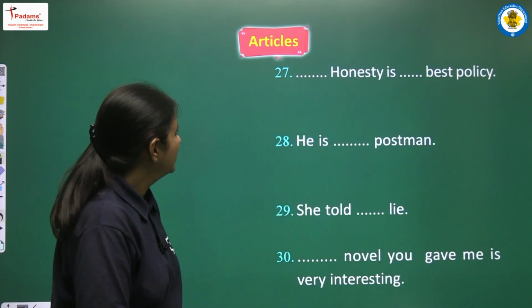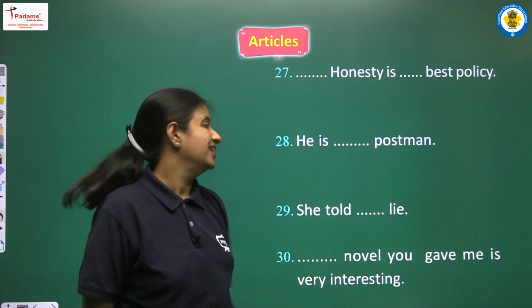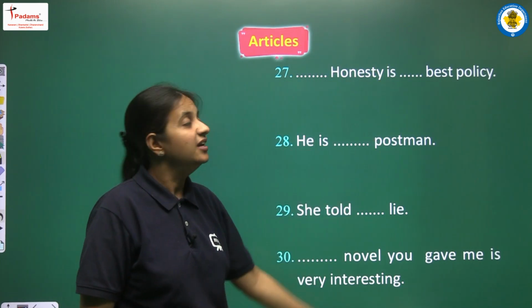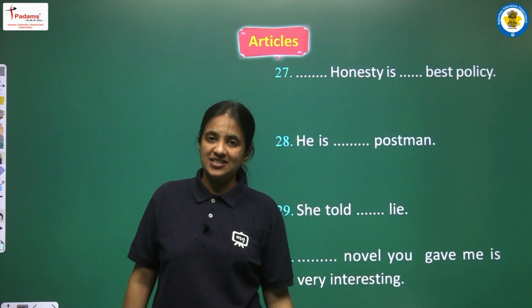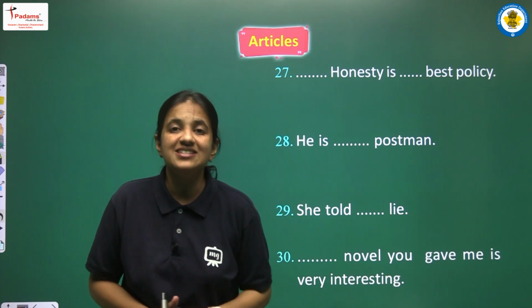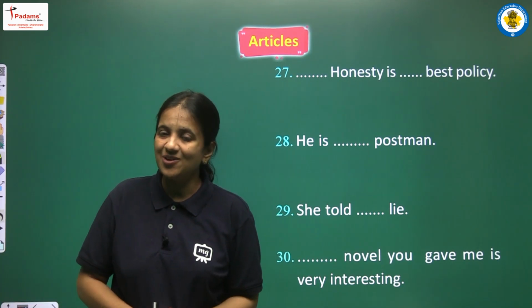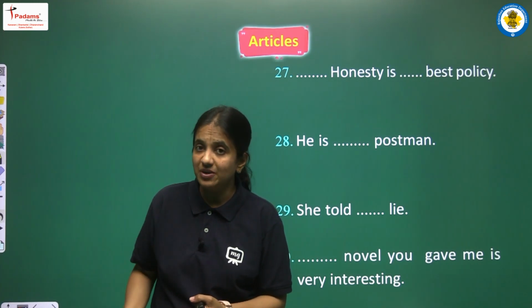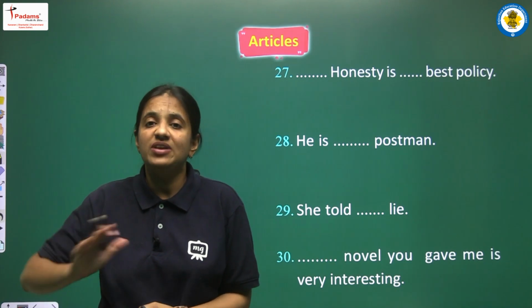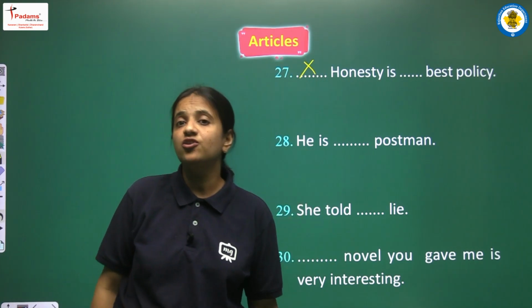Okay. Next sentence, honesty is best policy. So we are having two blanks. The first blank is before honesty. So what is honesty? Honesty is a noun, but it is an abstract noun. This is an uncountable noun. So yes, we have discussed this rule already, that before an uncountable noun, before abstract things, we cannot use any article. So in the first blank we have to put one cross.